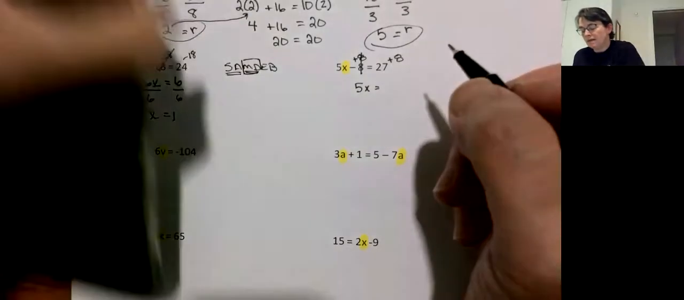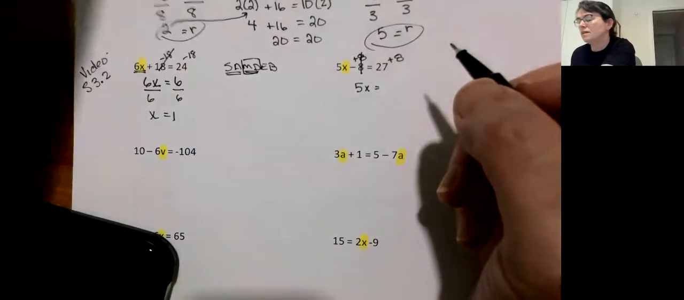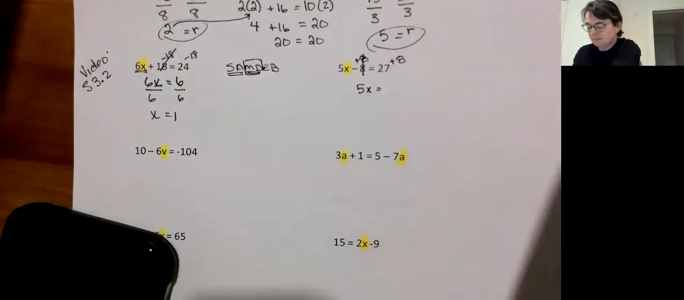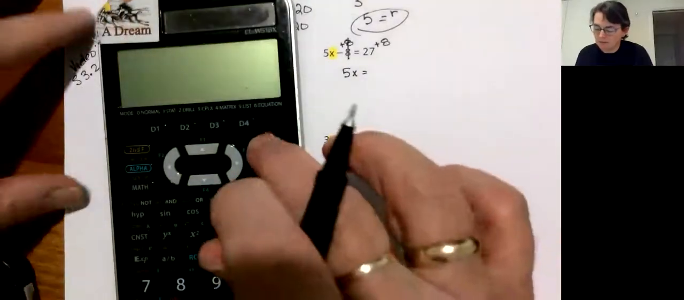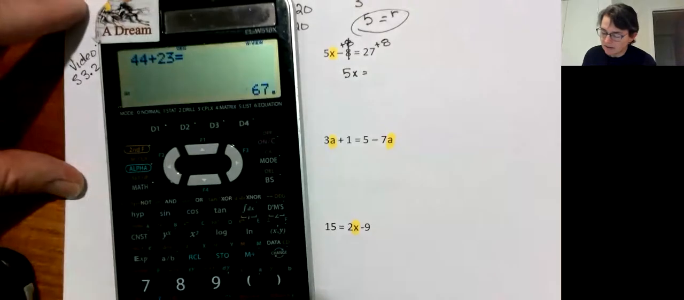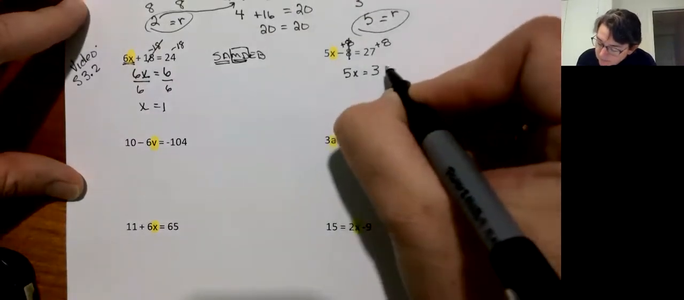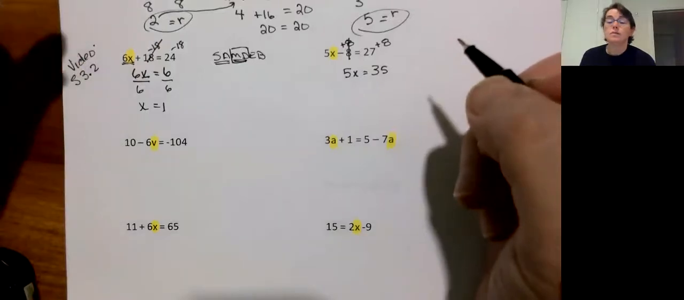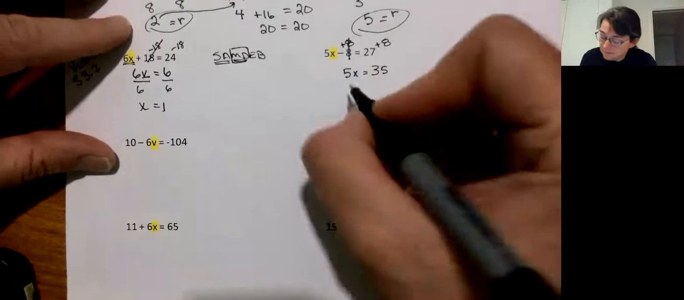And my brain has disappeared. 27 plus 8 should be, oh no. Haven't had my coffee yet this morning, folks. Let's try that. 27 plus 8. Oh, yeah, it's 35. See, the best of us have moments where, oh, just give me the calculator. It makes life so much easier.